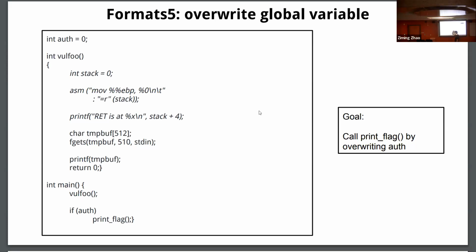What is the second approach again? Oh yeah, this one is not going to overflow that. So in the main function, it calls vol, then if auth, then print flag. So you need to change the auth value to a positive number. That's it. So how do we do this?